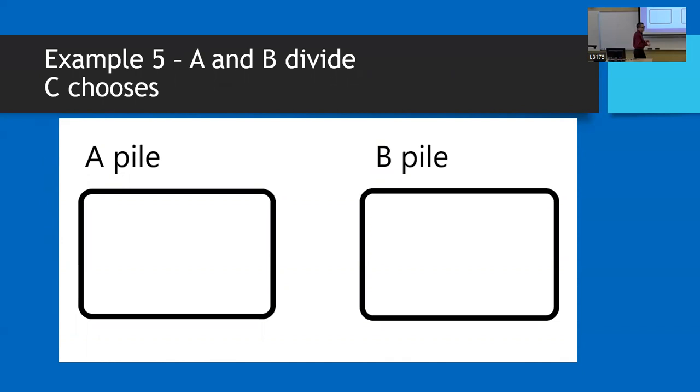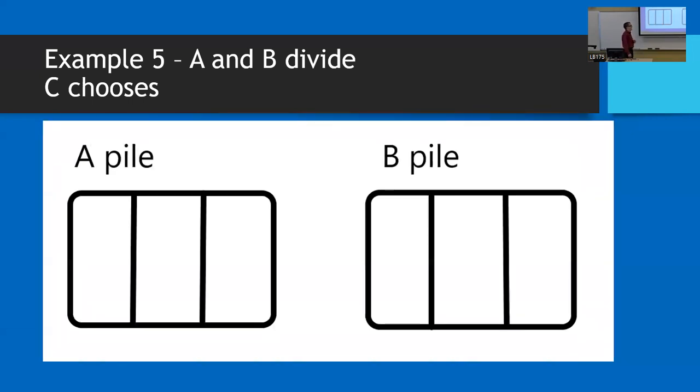So A and B, let's say we have three people in this, and I'm just going to do this with pictures right now instead of with numbers. A and B walk onto the treasure and they do a divider chooser method between themselves. They split their piles up as they see fairly. So A then is going to split their pile into three sections. B is going to split their pile into three sections. And this lone chooser gets to pick one of these sections from A and also one of the sections from B.